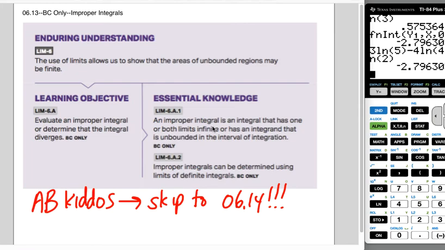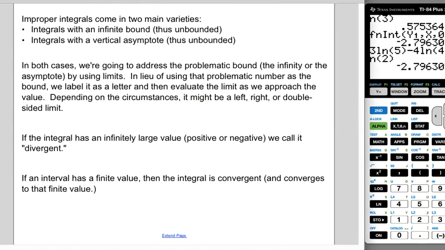All right, this is AP BC Calculus, Unit 6, Section 13. This is a BC only section. We're learning about improper integrals. So if you are an AP AB kiddo, please skip to 6.14, which is the next video, to practice integration techniques. So today we're going to learn about improper integrals.